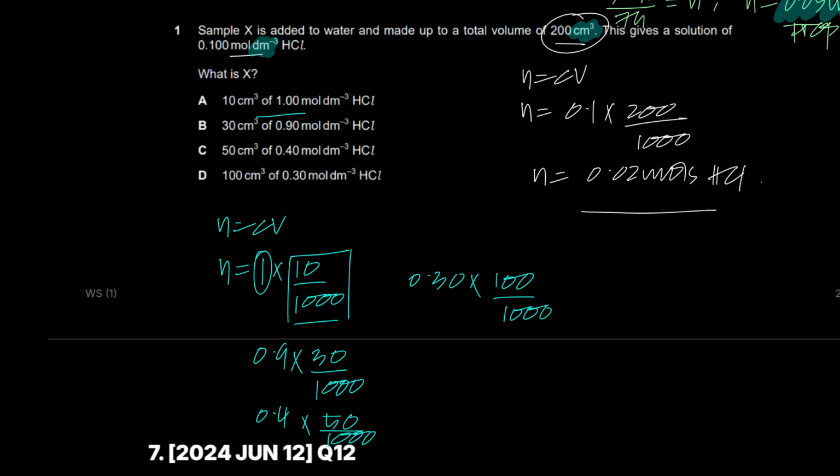Sir, it's C. Let's calculate it. 0.4 times 50 divided by 1000. Absolutely, it's C. C gives me 0.02. You can calculate all the others. None of them would give you 0.02 moles. So C is the correct option. Thank you, Fatima.